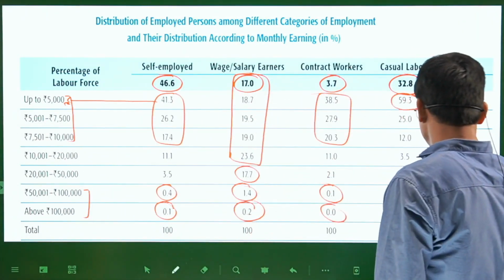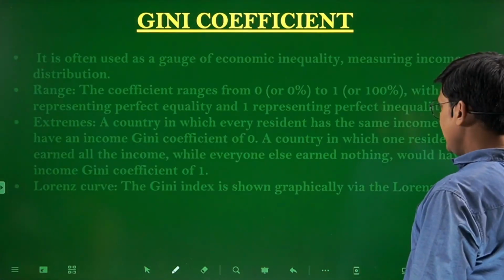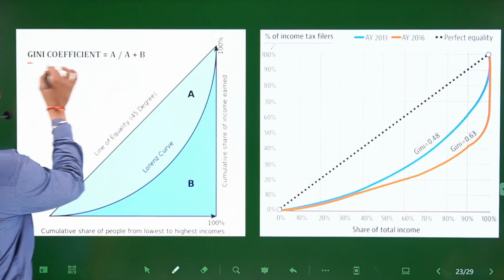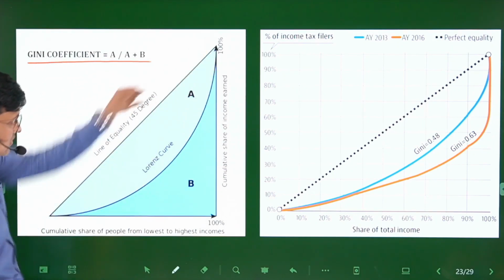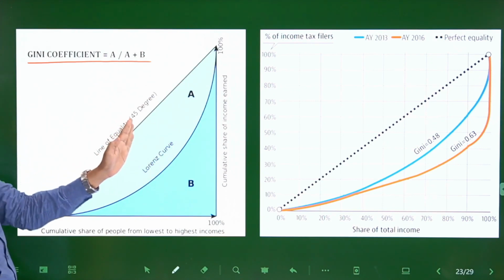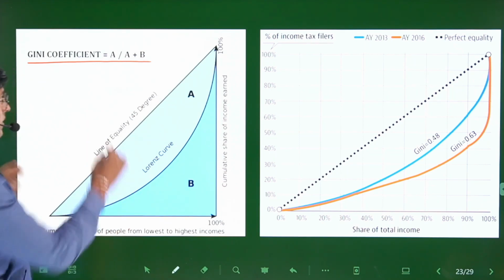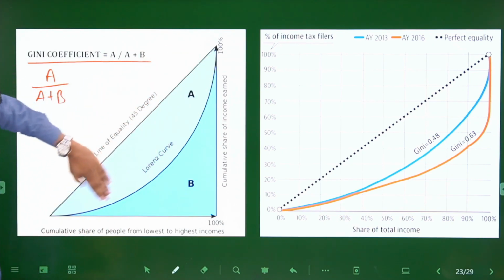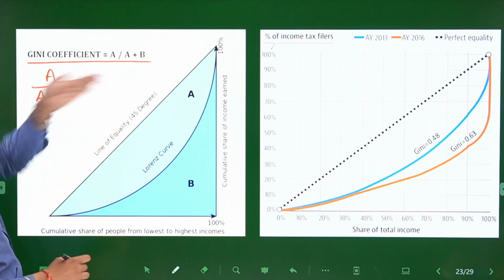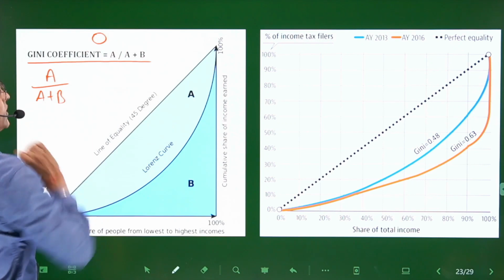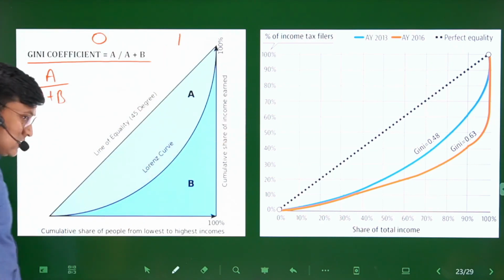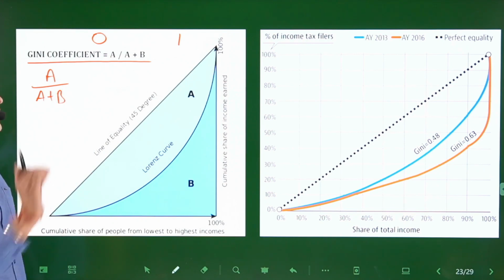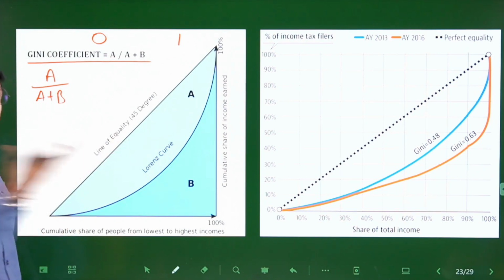There is a formula for that: the Gini coefficient. This is a graph that looks like this. The formula is A upon A plus B. If there is a graph, this area to this side of the curve is known as A area and this is B area. The higher this area is, the higher the Gini coefficient. If the Gini coefficient is 0, it is a perfect society. If it is 1, it is the most disturbed society as far as inclusive growth is concerned. 0 signifies perfect equality. 1 signifies perfect inequality, meaning only one person has the entire money.